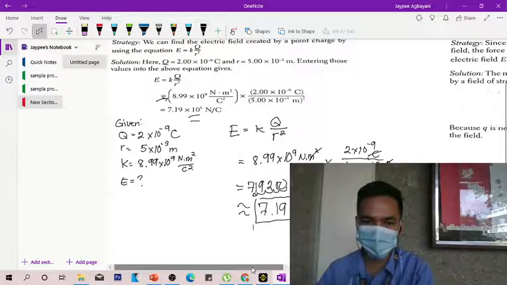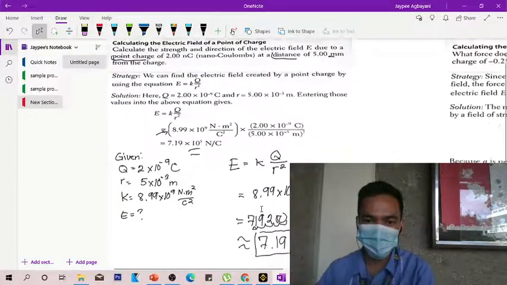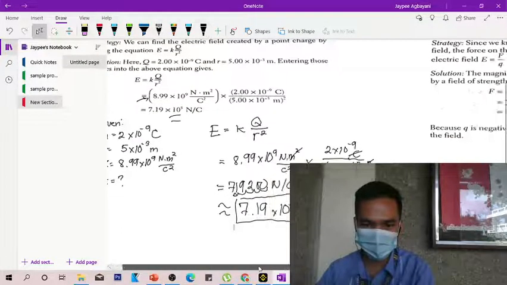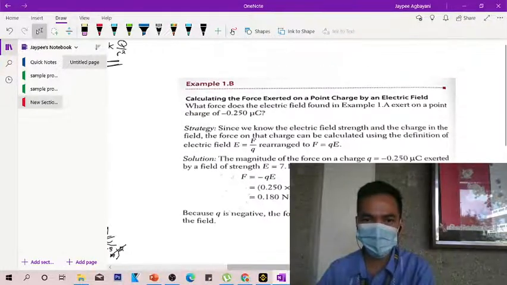So, let's proceed with the second problem. If there is a part here that you don't understand, just replay the video clip again. Let's proceed with the second problem right here.